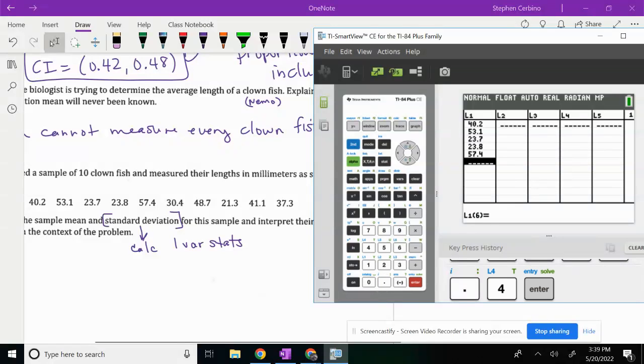Just go slow, make sure that you don't miss a piece of data, make sure you don't type one in wrong. Please try this on your own. You will be expected to do this on a quiz or a test or the Regents exam. This isn't just for funsies where I'm typing stuff in and you're watching me. If you have to pause the video because I'm going too fast on the calculator, that's fine.